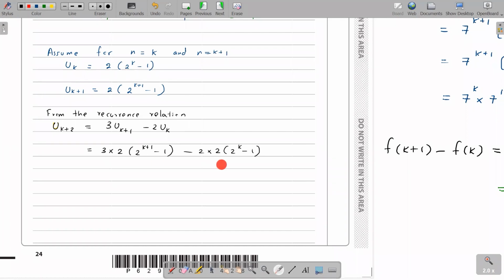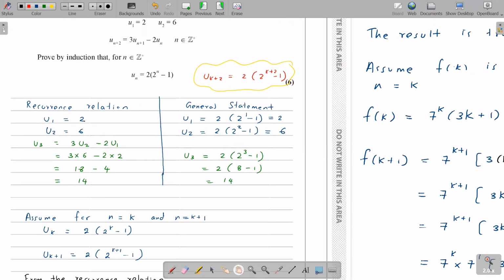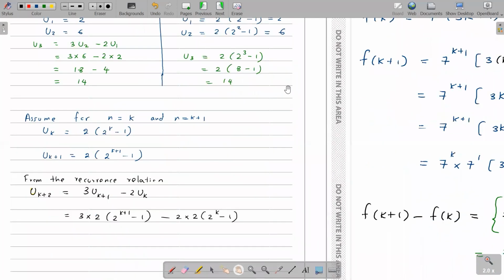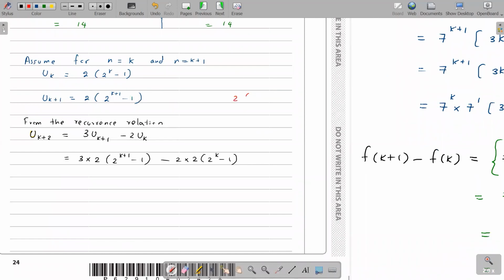Okay, so now we have to simplify this. What's the task? What's the target? Your target is to say that the k plus 2 term from the recurrence will be the k plus 2 term from the general. So you have to get 2 times 2 to the power k plus 2 minus 1. This is the show that. So you need to get that over here. Your task is to get 2 times 2 to the power k plus 2 minus 1. So just write it down and keep it somewhere, so that when you simplify, this is what your end goal should be. So let's work towards that.